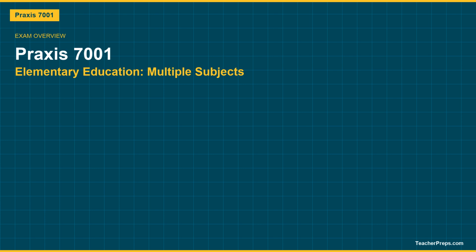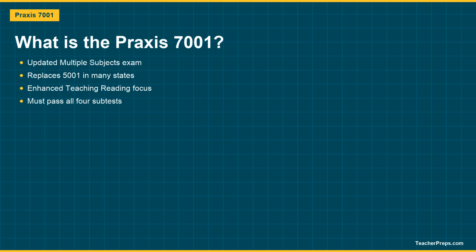If you're taking the newer Elementary Education Multiple Subjects exam, this comprehensive overview will help you prepare. Let's break it down. The Praxis 7001 is the updated Elementary Education Multiple Subjects exam that's replacing Praxis 5001 in many states. It includes a more detailed teaching reading subtest and covers all 4 core content areas. You must pass all 4 subtests.